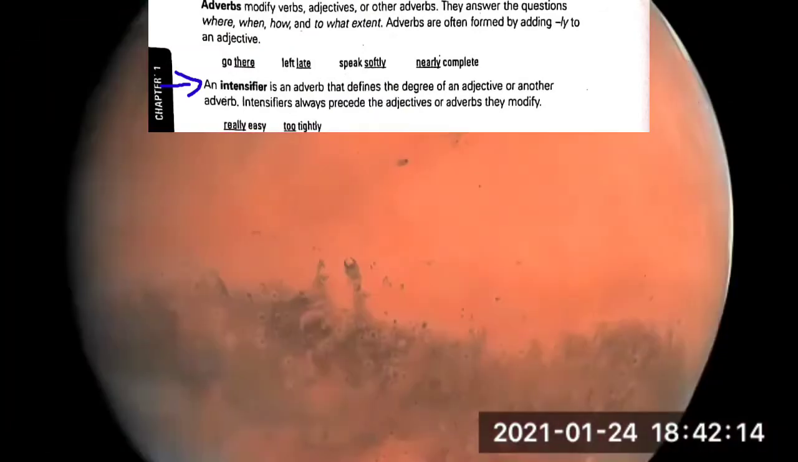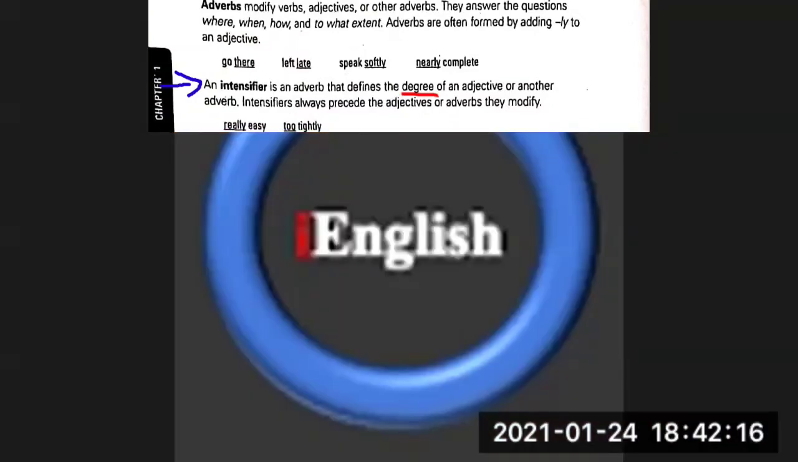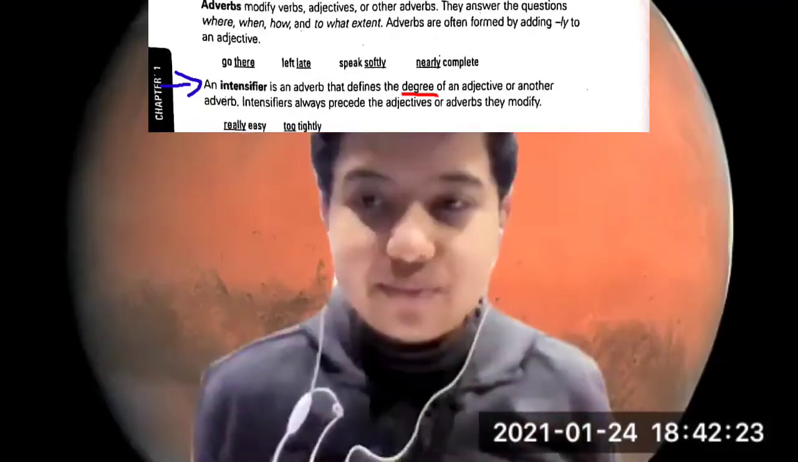Okay. Alright. An intensifier is an adverb that defines the degree of an adjective or another adverb. Intensifiers always precede the adjective or adverbs they modify. Alright? See the degree. It's repeated again. The degree, but it's not the same degree. You measure it in triangles and stuff like that.